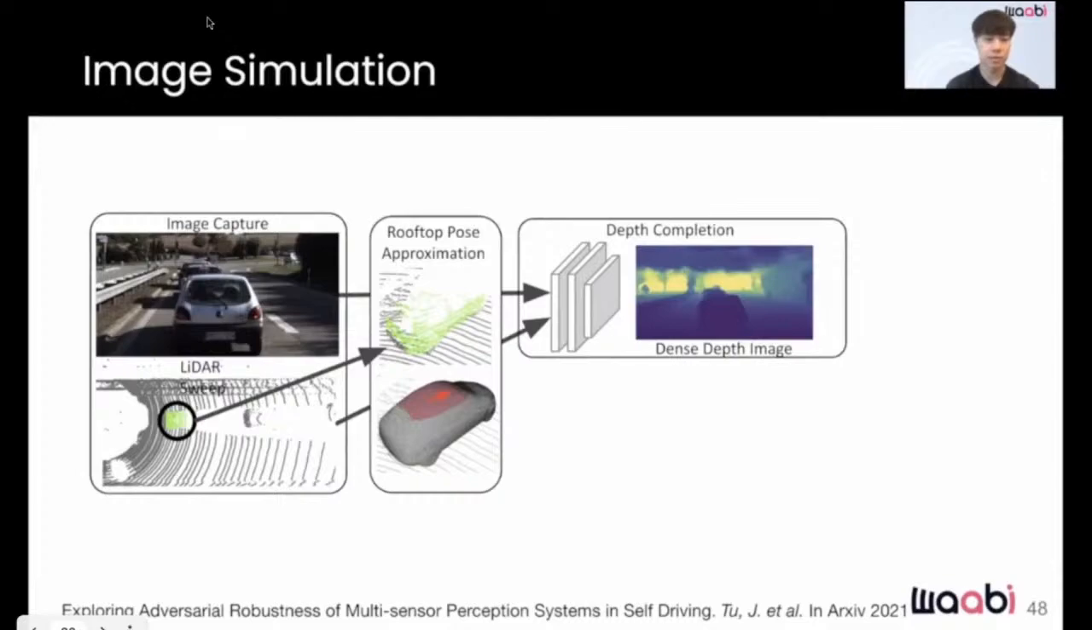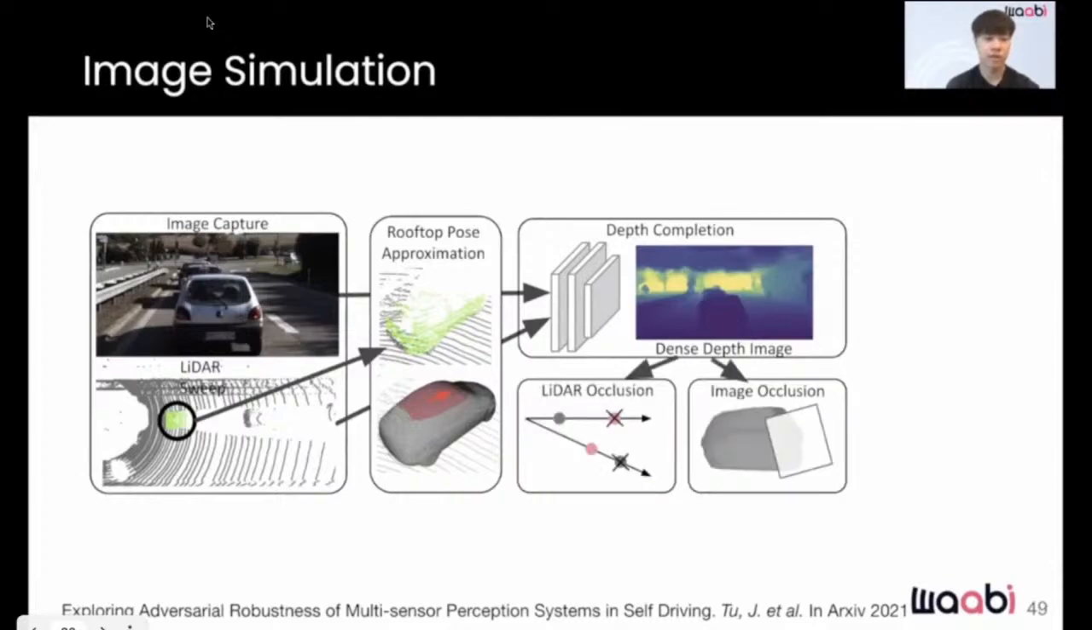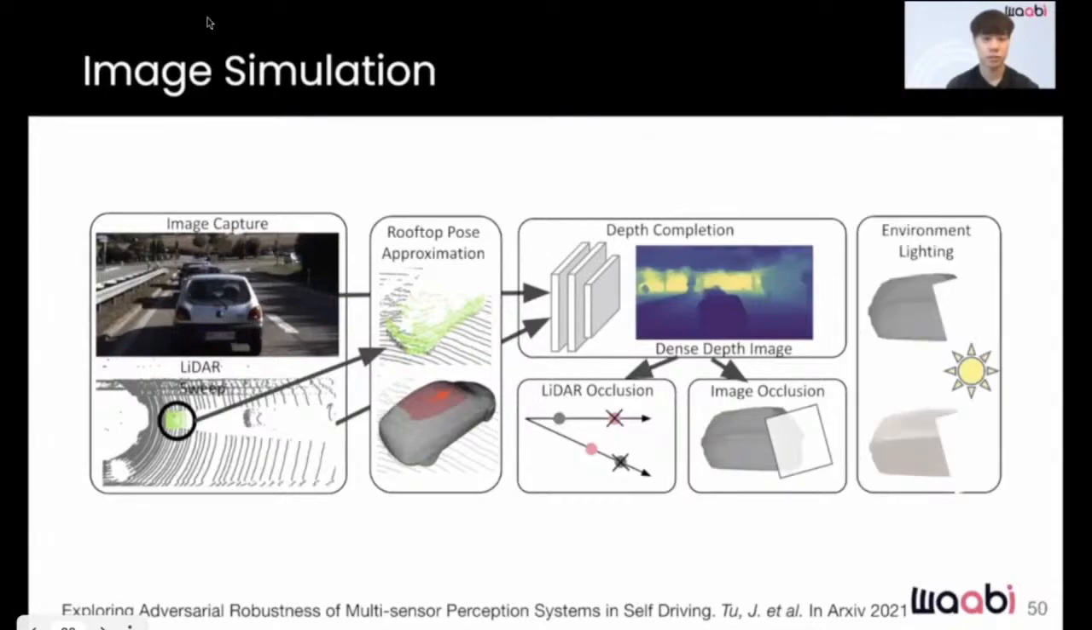Then, we render the adversary and place it into the scene and discard occluded pixels or LiDAR points by simply removing points or pixels with greater depth along the same ray. Finally, we apply a simple directional lighting model to approximate sunlight and enhance the realism of our simulation.